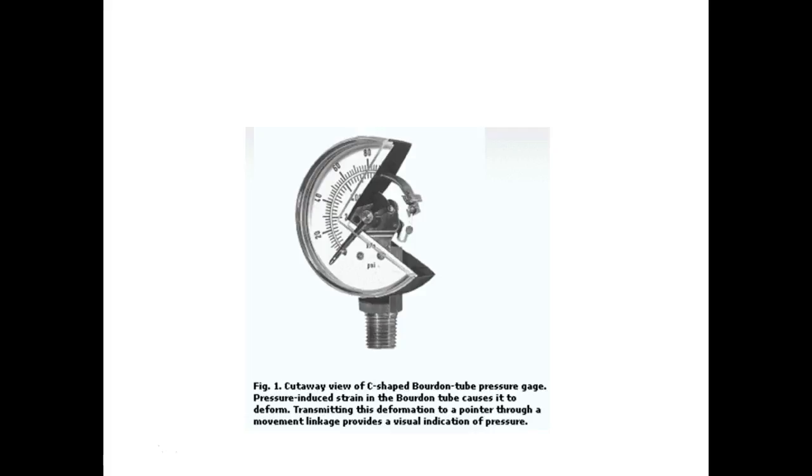It's going to try to straighten out. That's what a Bourdon tube is. We have a helical Bourdon tube, but the tube is actually a twist. And when you put pressure in it, it wants to do what? It wants to untwist. These are very, very popular.